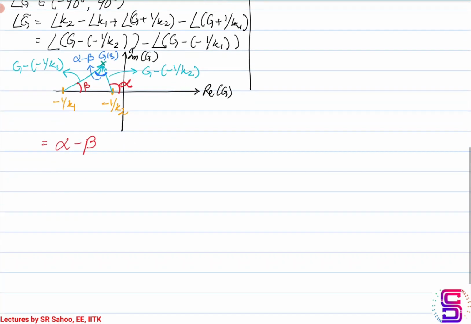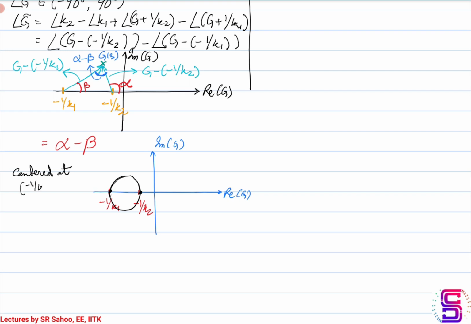Now, since we have a triangle, let us also have a circle. So, considering the same plane, this is the real and the imaginary of G. Let's say this is minus 1 by k2 and this is minus 1 by k1. And let's say that there is a circle. This circle is essentially centered at minus 1 by k1 minus 1 by k2 divided by 2 comma 0.